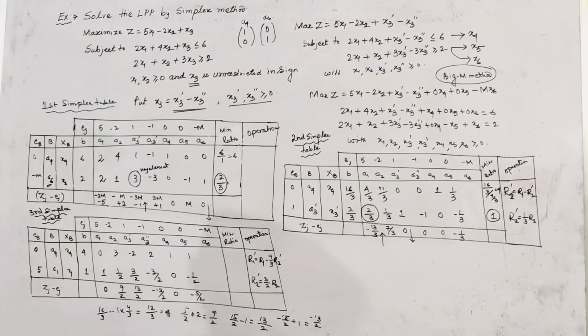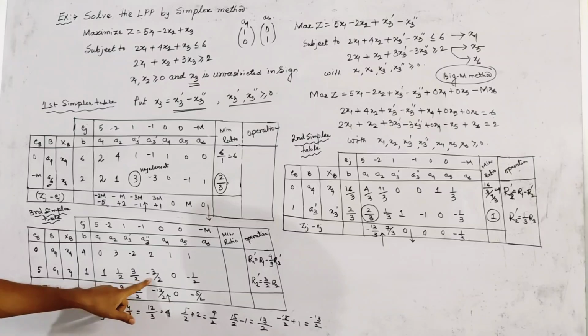Okay, now we have to find the most negative. This is minus 13 by 2 and this is minus 5 by 2. Obviously the most negative is minus 13 by 2. Okay, this is the most negative net evaluation. Now we have to find the min ratio. Okay, and in this column it is clear that there are two elements, which are 2 and minus 3 by 2.